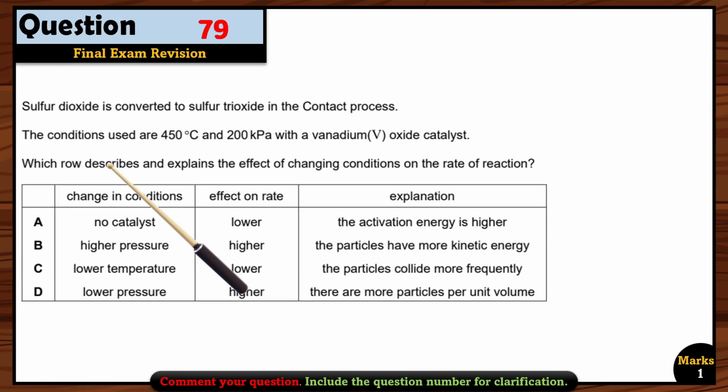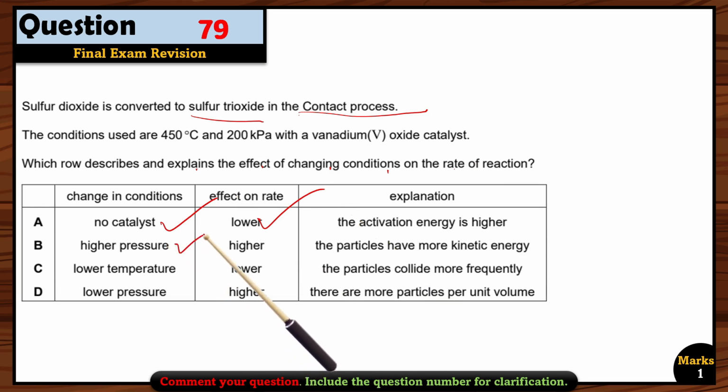Let's see question 79. Sulfur dioxide is converted to sulfur trioxide in the contact process. Which row describes and explains the effect of changing conditions on the reaction? Okay, they are using different catalysts for temperature. If you change the conditions, for example, if you don't add a catalyst, the effect on the rate will be lower. Yes, if you remove the catalyst, the rate of the reaction will be lower. That's right. We will see the explanation later.